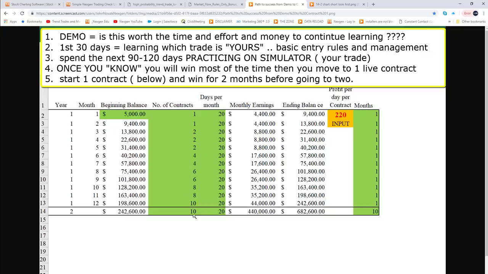So the process takes a little time, but if you get through the process and you get through the correct analysis of your fibs and your trigger lines, you're going to end up with high probability winning trades.